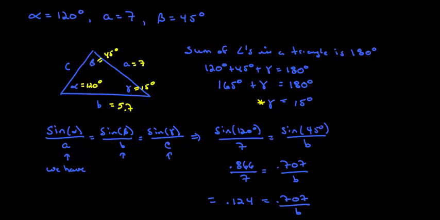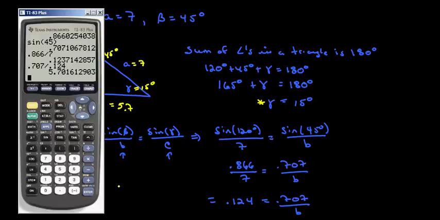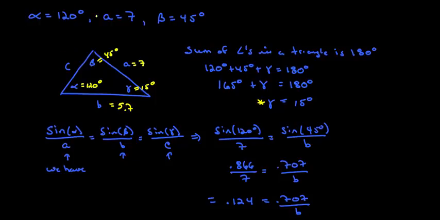Let's take a look to see if that makes sense. If alpha is 120 degrees and we get a side length of 7, then beta is only 45 degrees, so it should have a smaller side length. Okay, 5.7 is smaller, so it does make sense. It's not significantly smaller, but it is smaller.